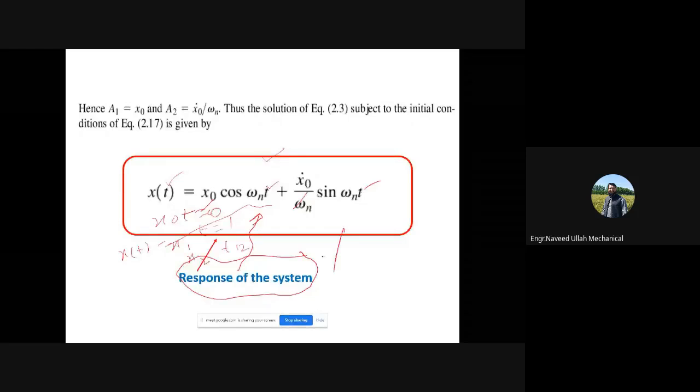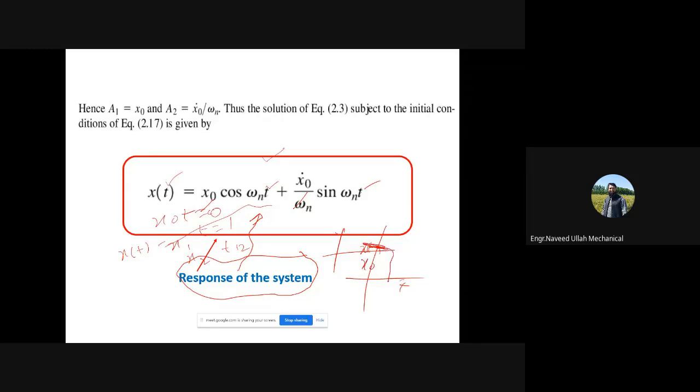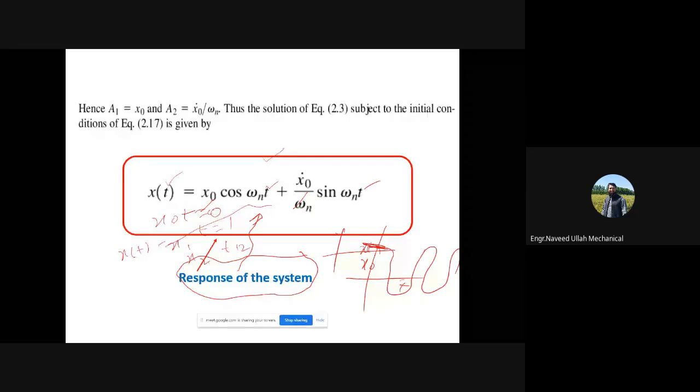The plot you get will be for the free vibration. This is, let's say, x of t, and this is your time. You have initially disturbed this system like this. This is x naught, and the response will come sinusoidal like this. Since this is an undamped system, even after one cycle you will have the same amplitude of vibration.